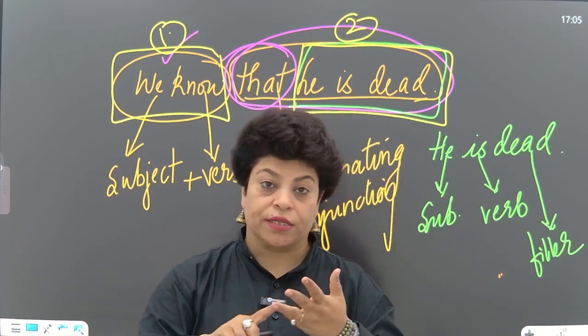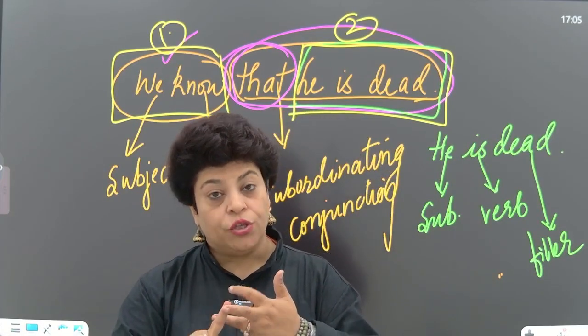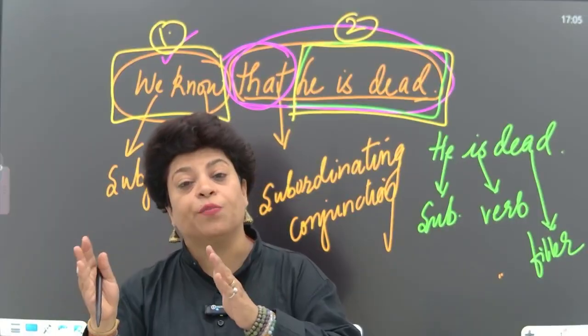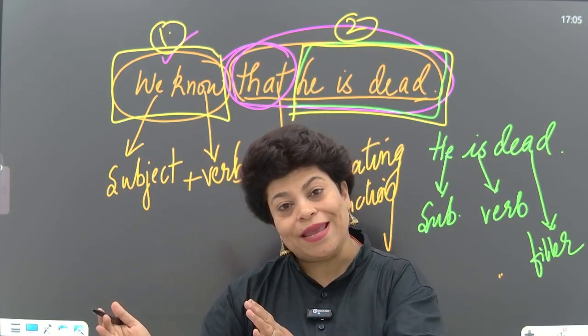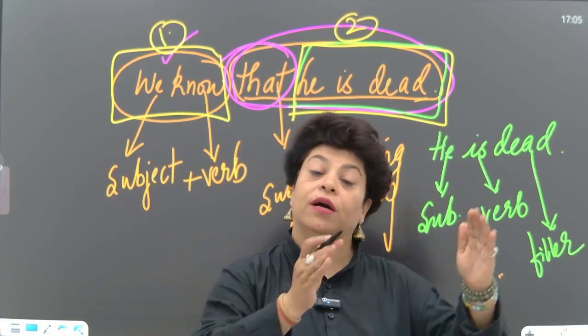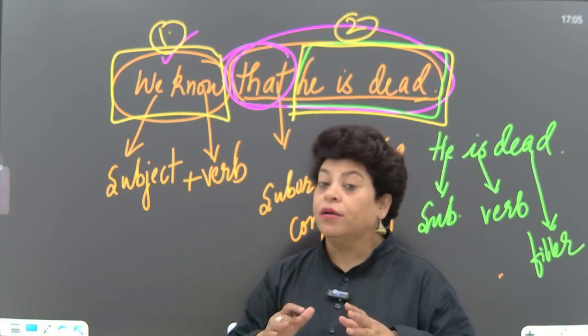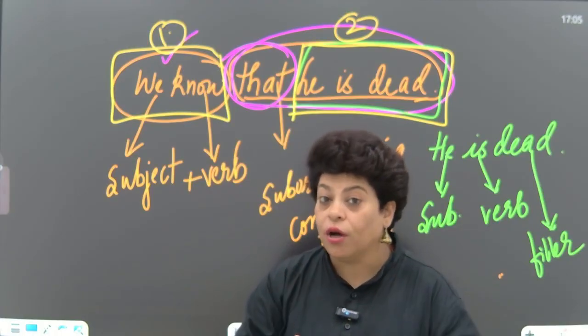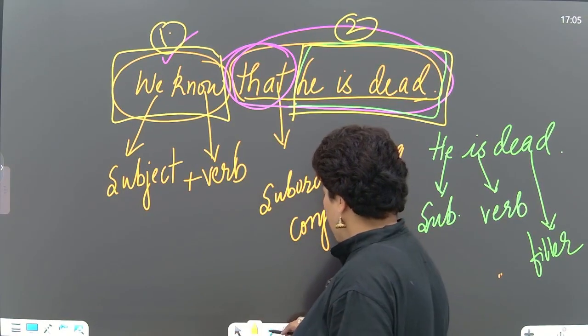We have already discussed what a coordinating conjunction is and what a subordinating conjunction is. So, when a subordinating conjunction is placed in such a form that it makes one sentence dependent on the other sentence, then it is called a clause. Which clause? Dependent clause.